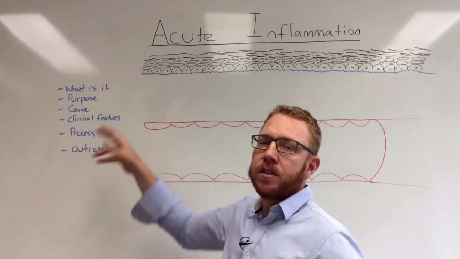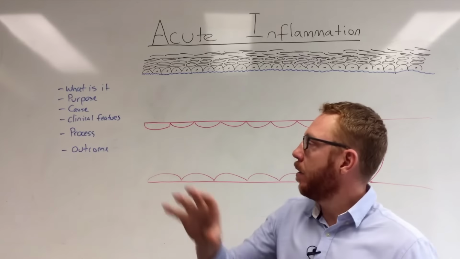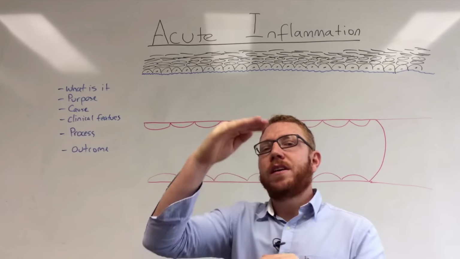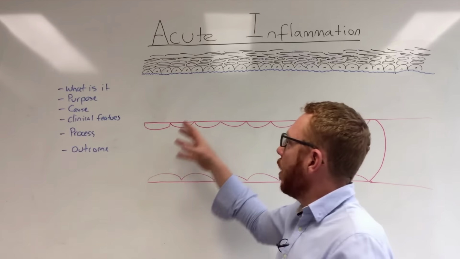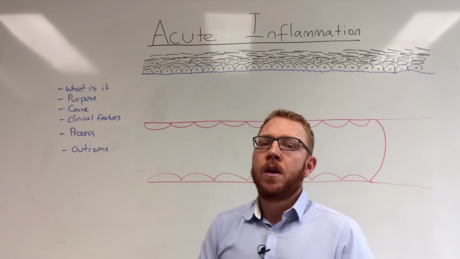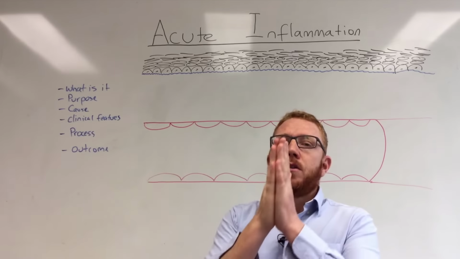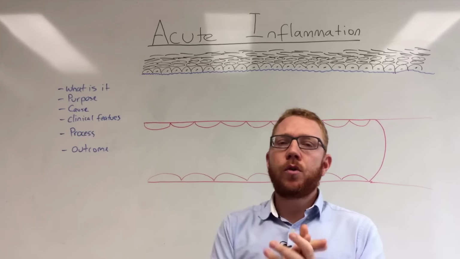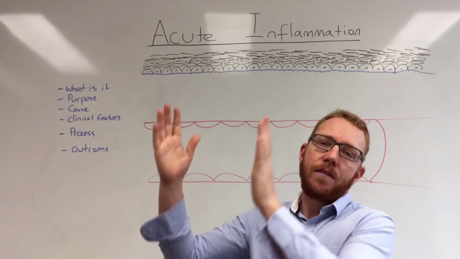Moving on to clinical features. This one is really important, and not only is it important to know what these features are, but when we go through the process itself, it's good to know the mechanisms that lead to them. The clinical features are categorized into two: you have your local and you have your systemic.